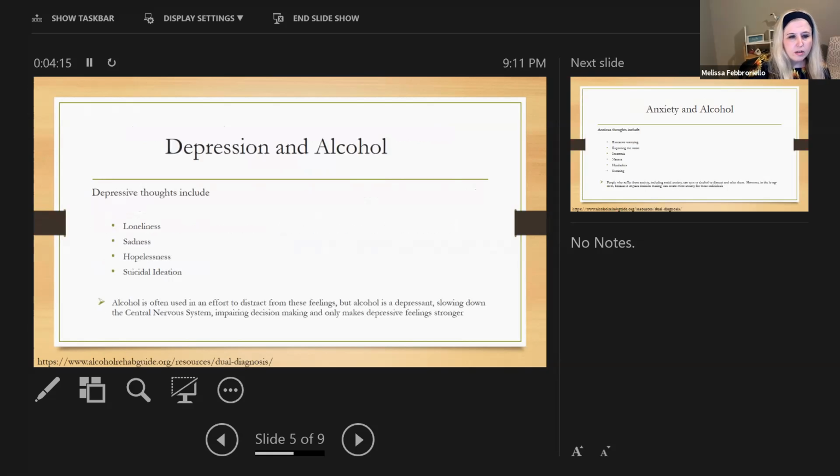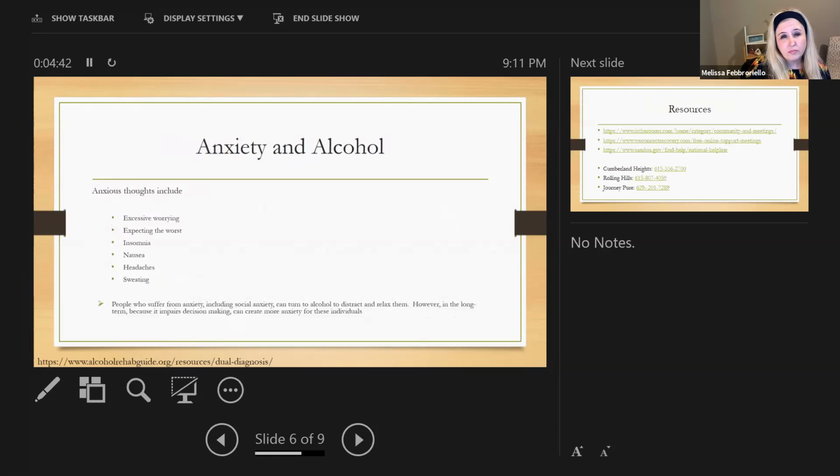Depressive thoughts have to go on for several weeks and months in order to be termed depression, and they include loneliness, sadness, hopelessness, and suicidal ideation. Alcohol is often used in an effort to distract from these feelings, but since alcohol is a depressant, it slows down the central nervous system. So it's going to impair decision making, and it actually serves to make those depressive feelings stronger and make people feel often worse in their depression.